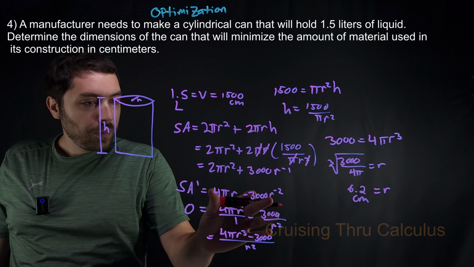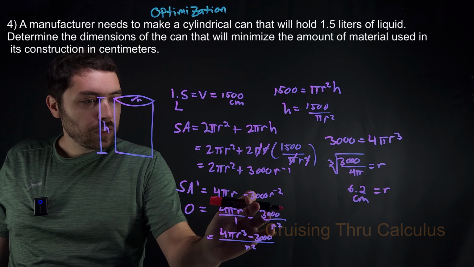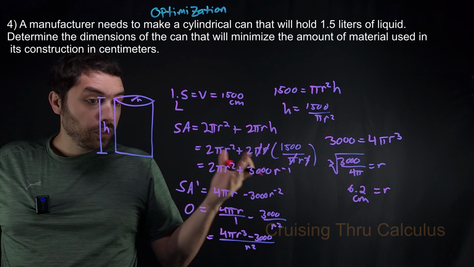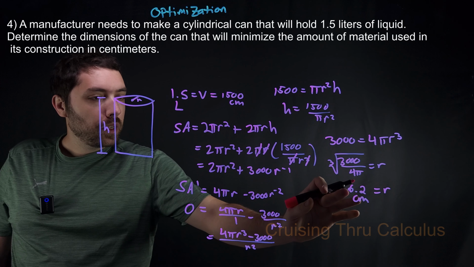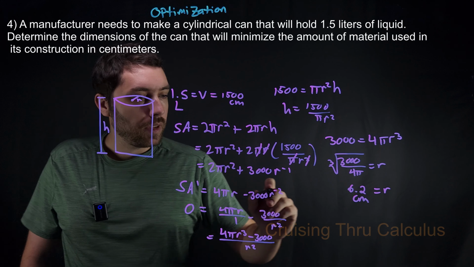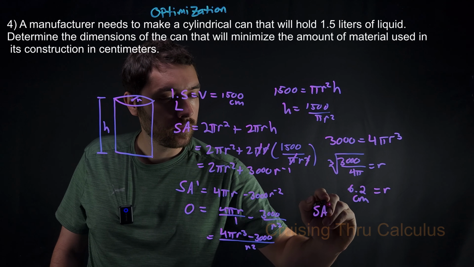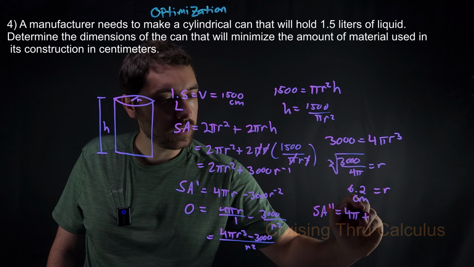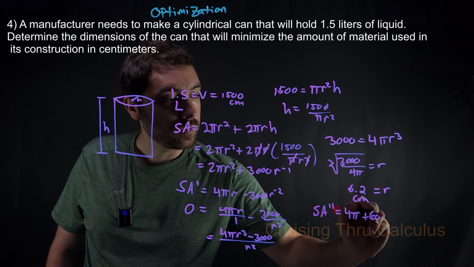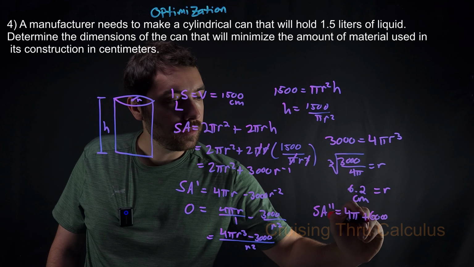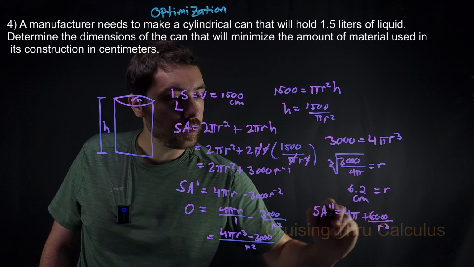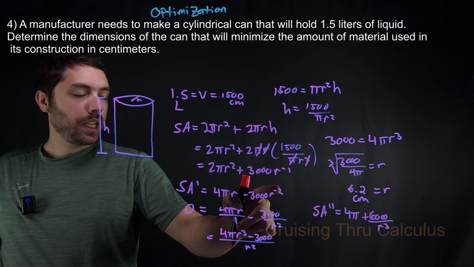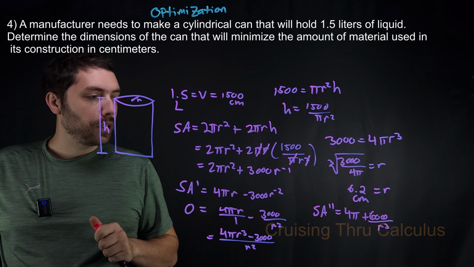Well, let's come back to our first derivative before I move this into the denominator, and let's go ahead and find the derivative again. We'll plug this number in, and we'll see if we get a positive or negative answer. Okay, so we're going to get 4 pi plus 6,000, and I'm going to do this over r cubed, because we're going to get r to the negative 3, and I'm going to move that to the denominator.